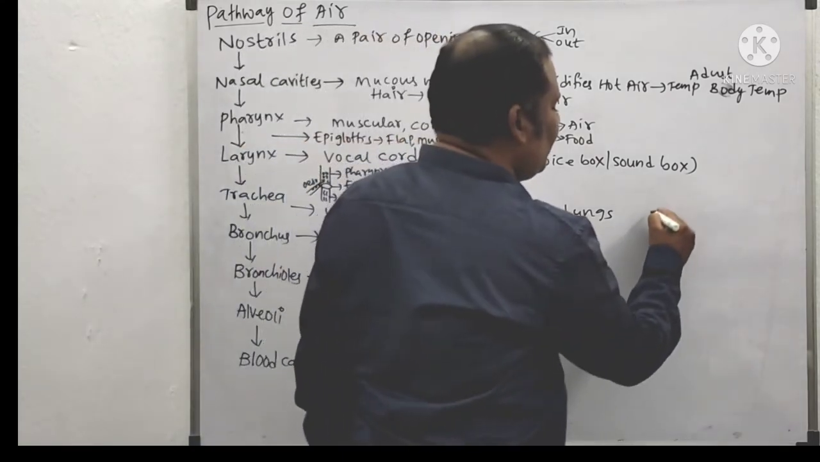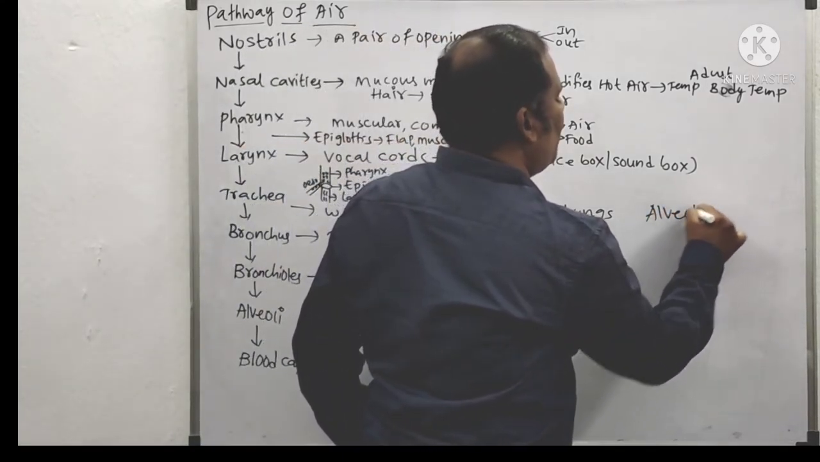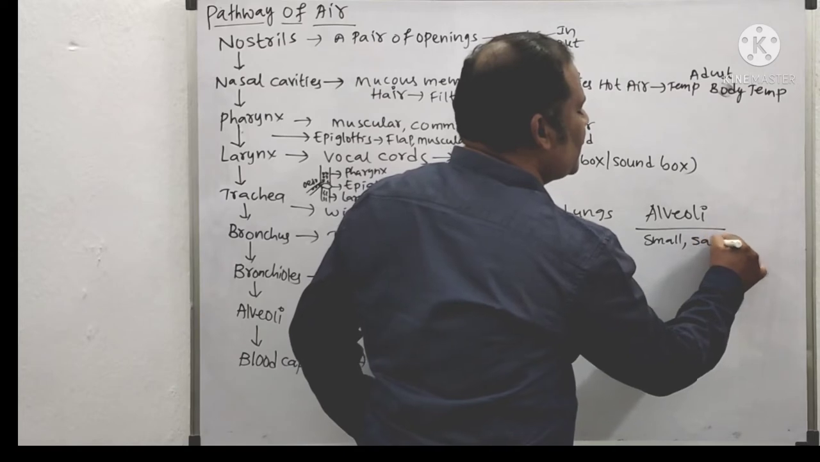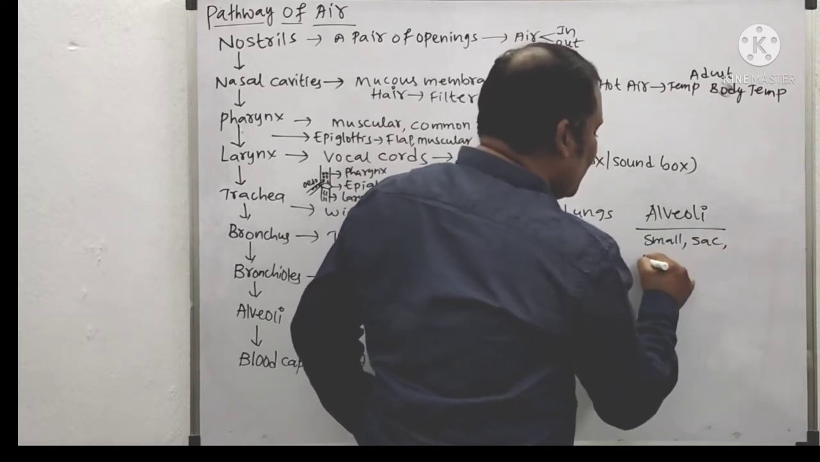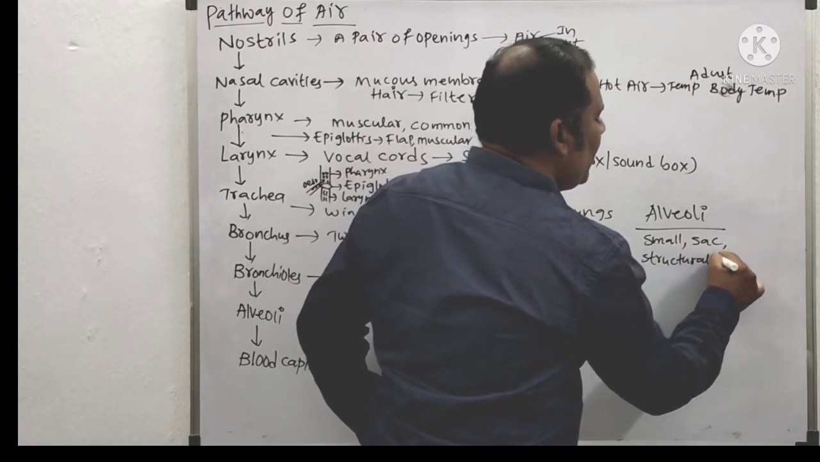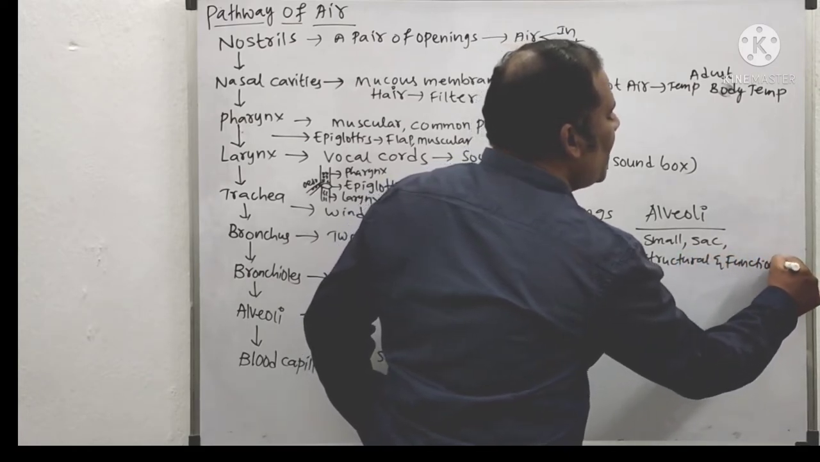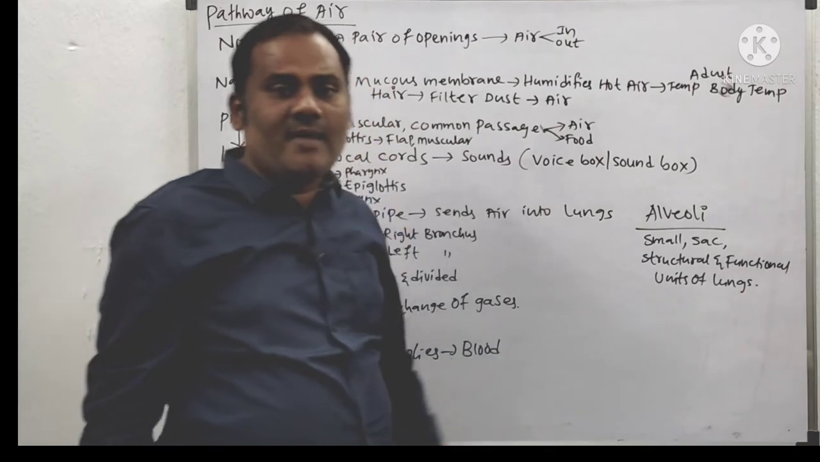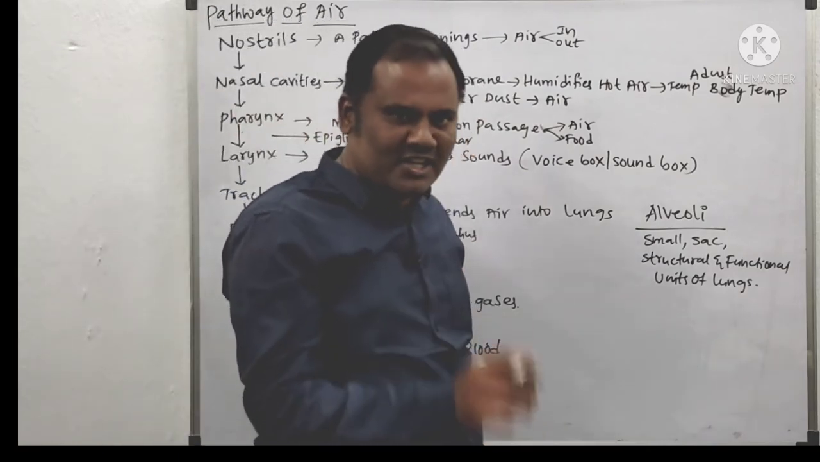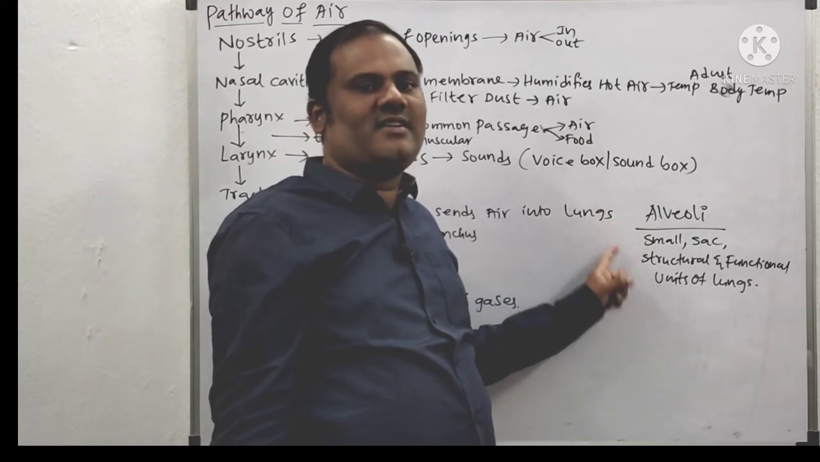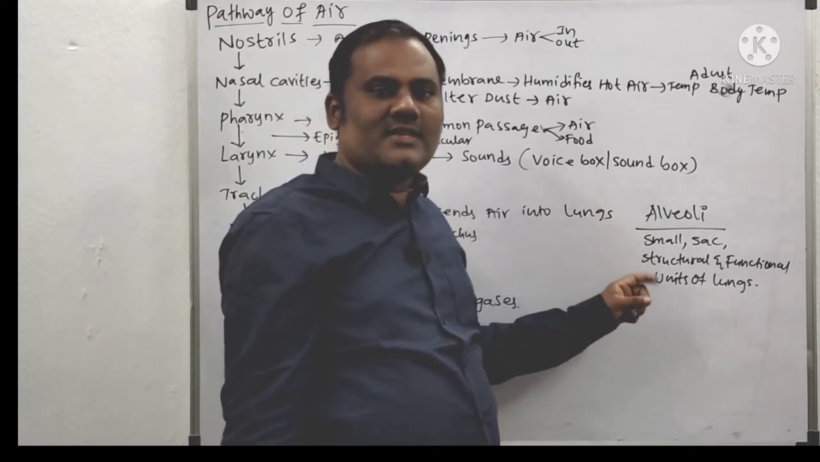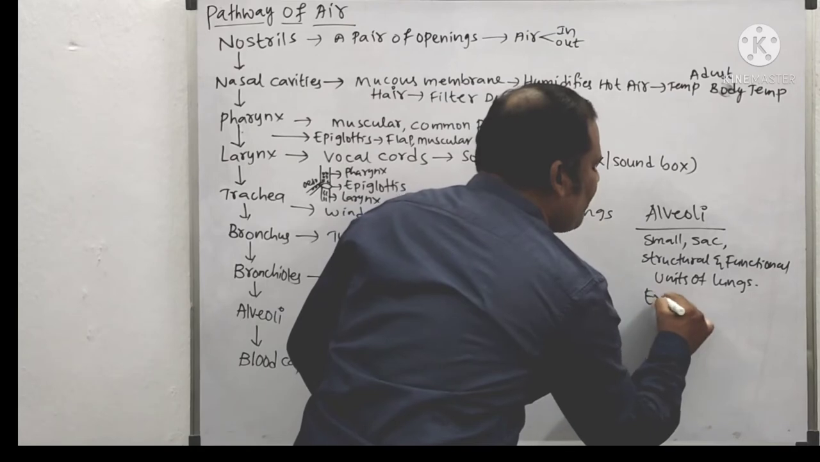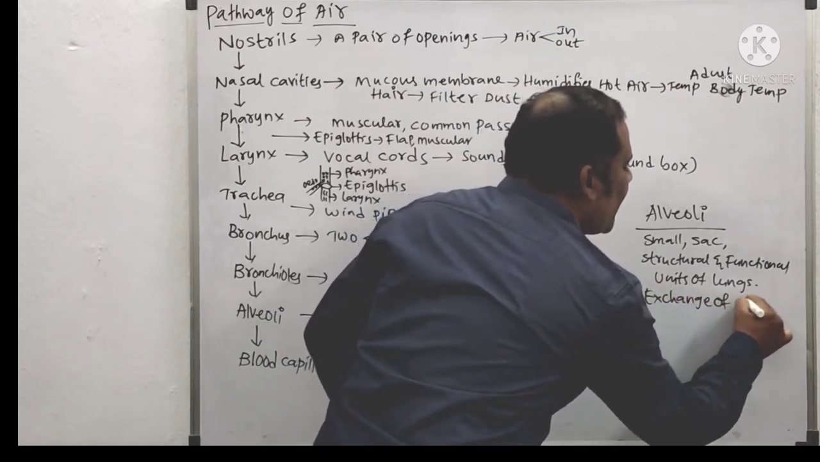And next, here one small thing we have to discuss, that is about the alveoli. Alveoli are small, sac-like structures, and they are called the structural and functional units of the lungs. The lungs are made up of alveoli itself. The structure and functions of the lungs mainly depend upon alveoli. Millions of alveoli are present in the lungs, and the main function of the alveoli is exchange of gases.